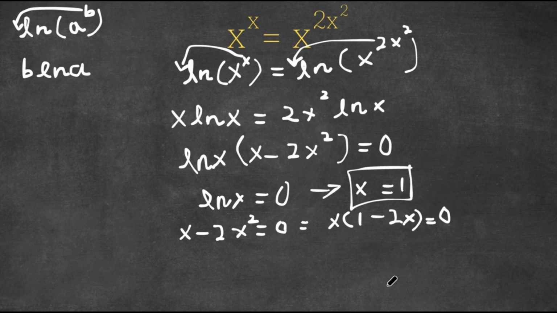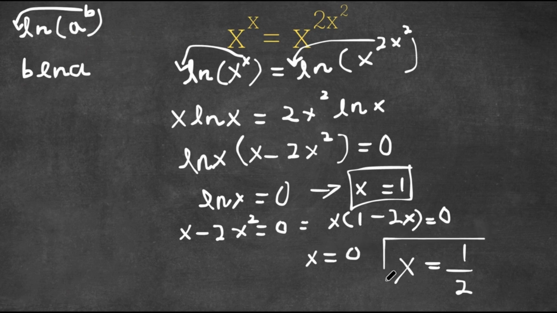And this means that x is equal to 1 over 2, as well as x is equal to 0. However, x equals 1/2 is a solution. However, x equals 0 is not a solution, because if you plug this in, you get 0 to the power of 0, which is not a defined value. So x equals 0 is not a solution.